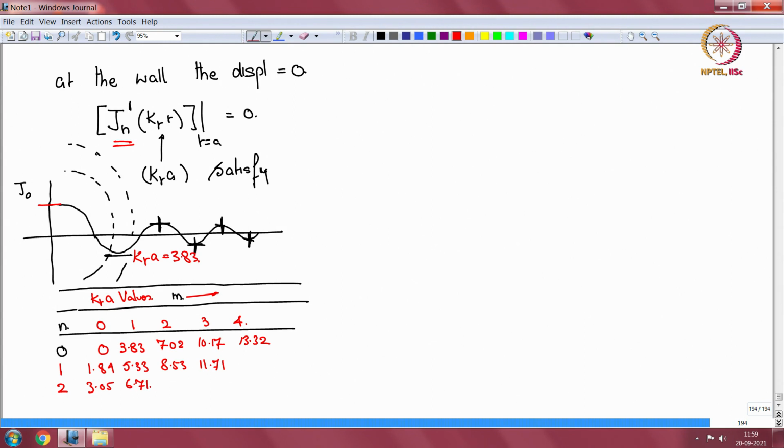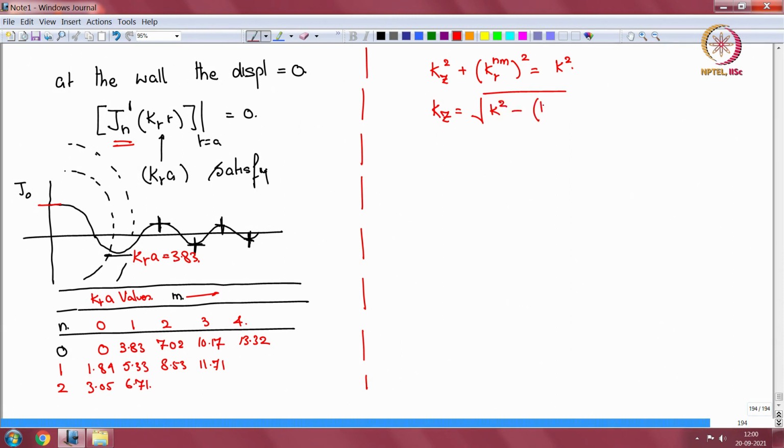Okay, so now what we have is kz square plus a particular knm r whole squared is equal to k squared. Now kz is of course equal to square root of k square minus knm r whole squared. This is figured out from the table on the left. So when kz goes to 0, that is my cut-on. Kz goes to 0, that is my cut-on condition.